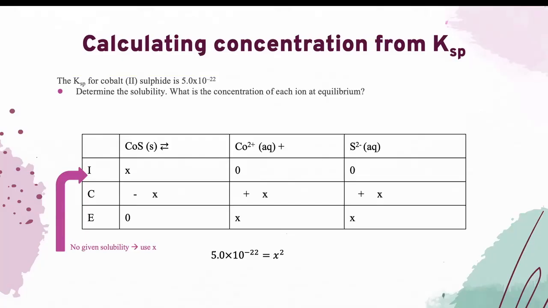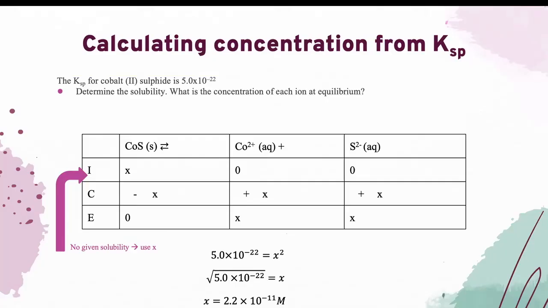So now we're going to go ahead and solve for the solubility. So we're going to have to do some algebra in this step because we don't have our concentrations. I'm setting it up exactly the same way as I did the first KSP expression. I have my KSP on the left, 5.0 times 10 to the negative 22nd, and that equals the concentration of cobalt 2 plus times the concentration of S2 minus. Since both of those are X, it equals X squared. And then now we algebraically solve for X, which is the solubility. And if you square root both sides, you get that X is 2.2 times 10 to the negative 11th molar. So that is the solubility.